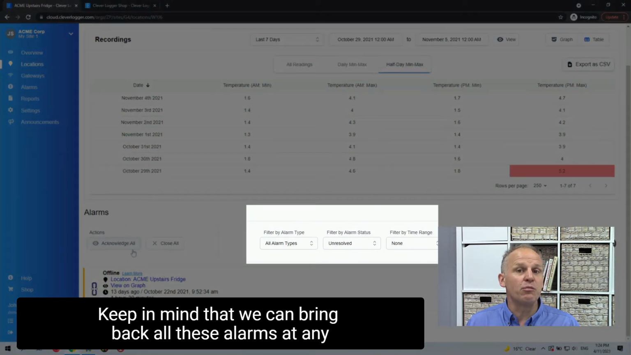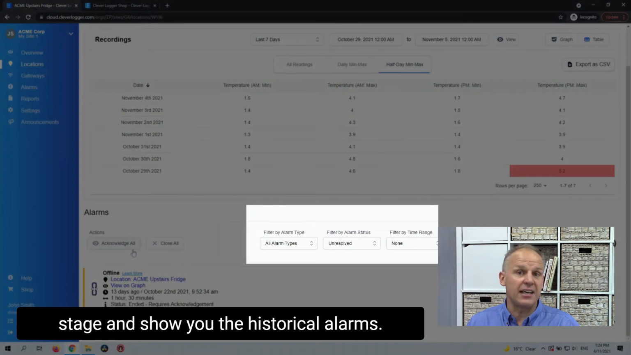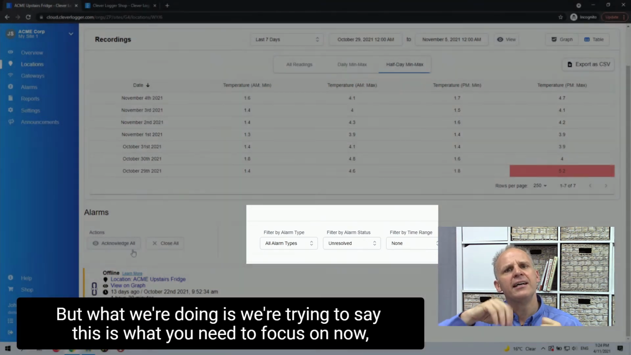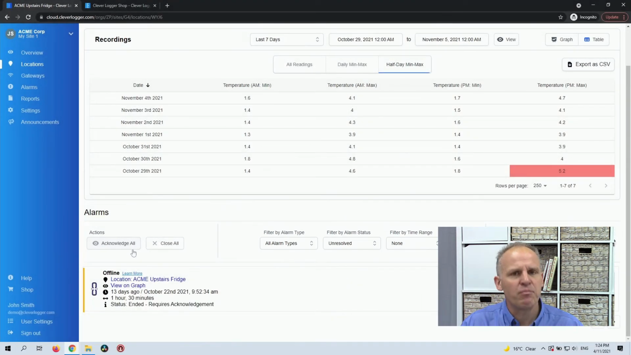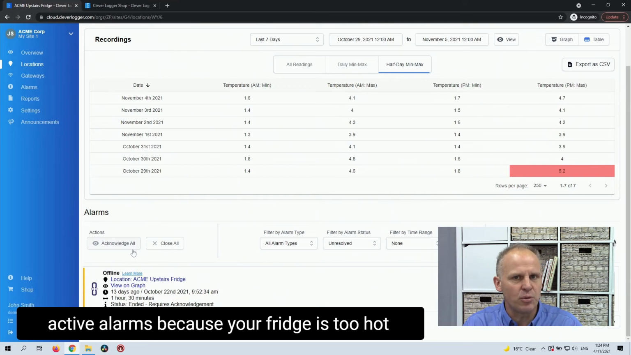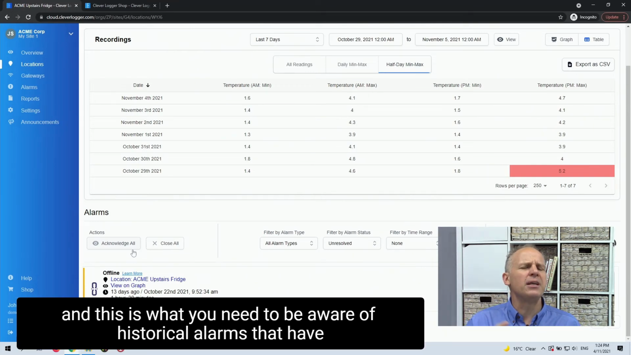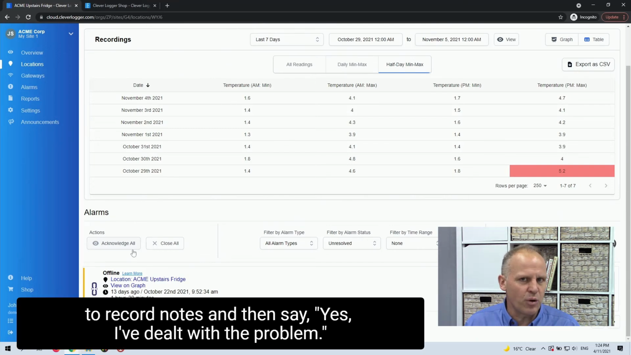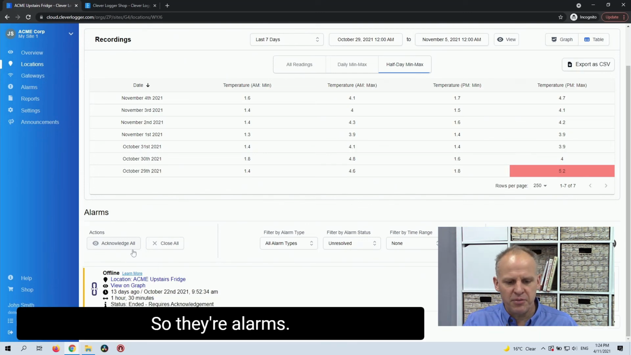Keep in mind that we can bring back all these alarms at any stage and show you the historical alarms. But what we're trying to say is, this is what you need to focus on now, active alarms, because your fridge is too hot. And this is what you need to be aware of, historical alarms that have been acknowledged, just to make sure that it gives you a chance to record notes and then say, yes, I've dealt with the problem, off it goes. So they're alarms.